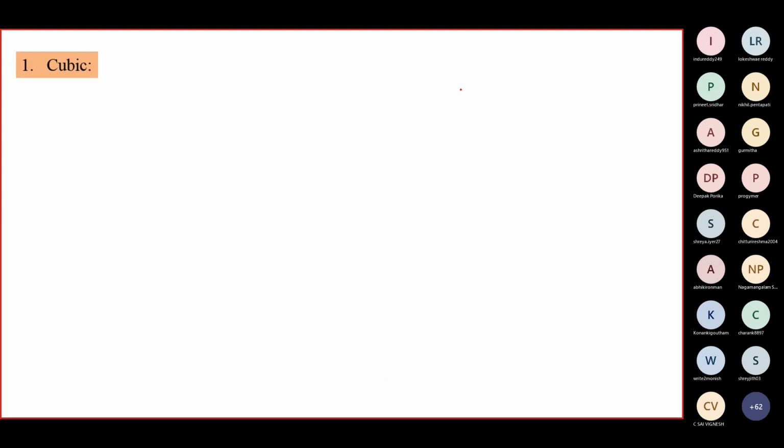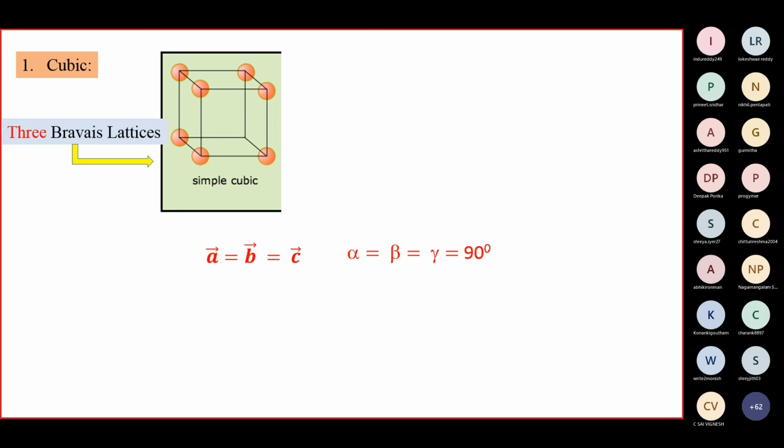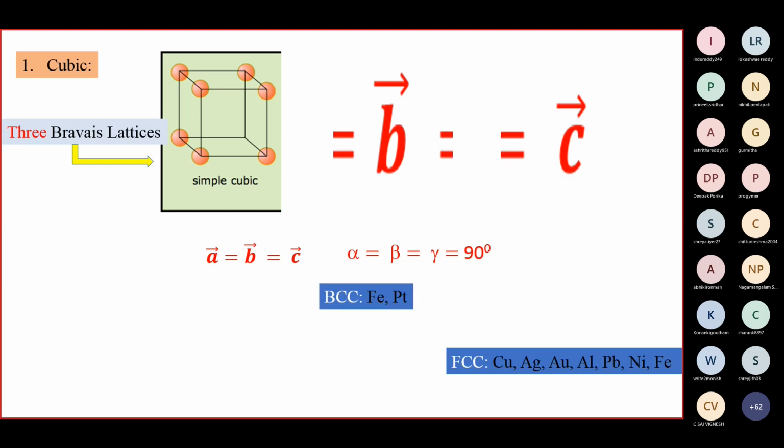We'll look into that. First one is cubic. This is a cubic lattice, which we generally refer to as simple cubic. It is very simple, right? These are the parameters for simple cubic: a equal to b equal to c, alpha equal to beta equal to gamma equal to 90 degrees. This cubic has 3 Bravais lattices, where a is equal to b is equal to c.